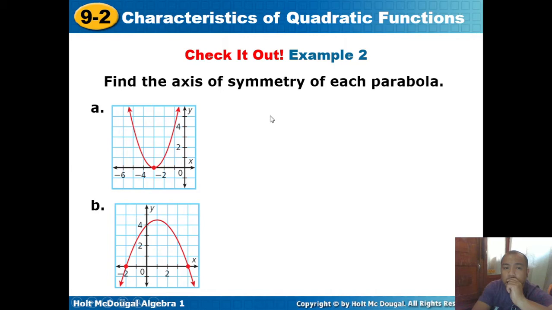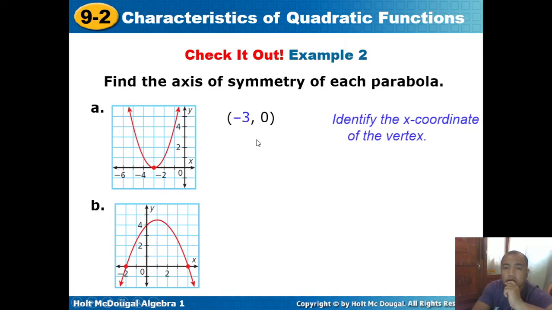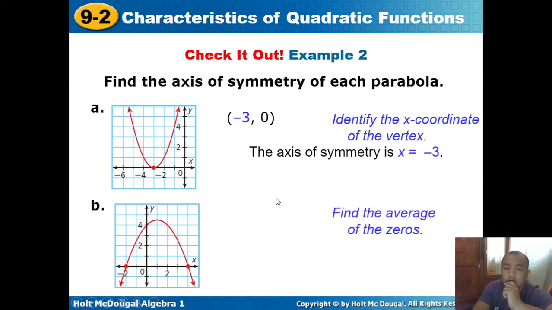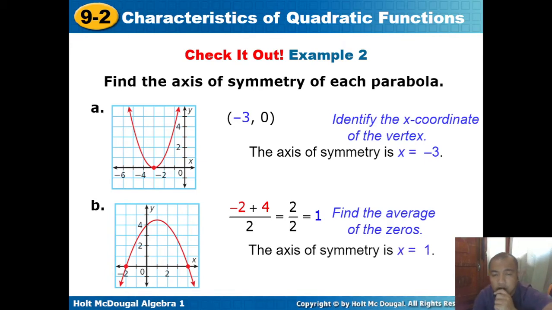Next, find the axis of symmetry of each parabola. Letter A. Identify the x-coordinate of the vertex, (negative 3, 0). Therefore, the axis of symmetry is x equals negative 3. x equals h. How about B? Find the average of the two zeros. Negative 2 plus 4 divided by 2 is 1. 2 divided by 2 is 1. So therefore, the axis of symmetry is x equals 1. Right?